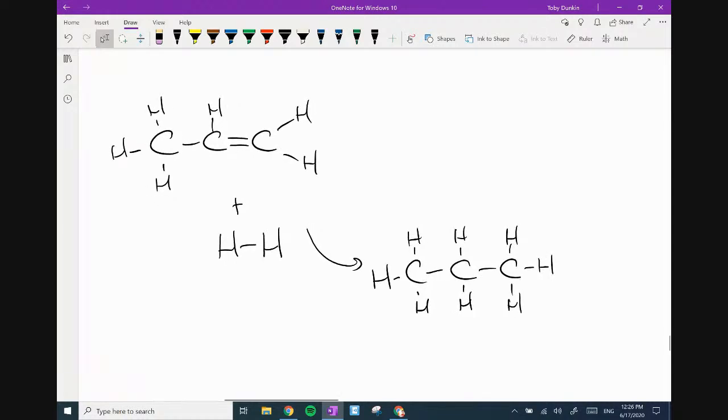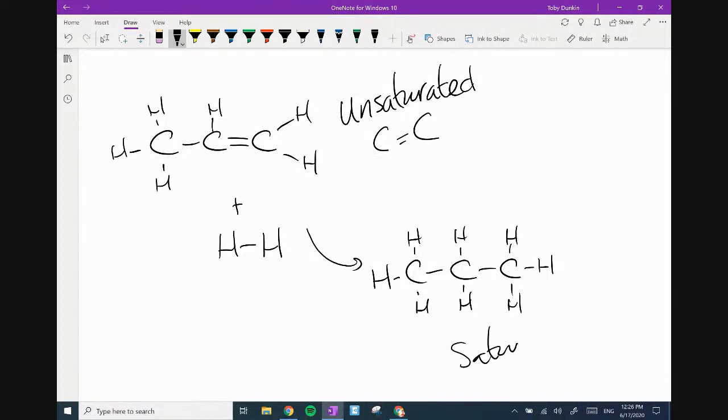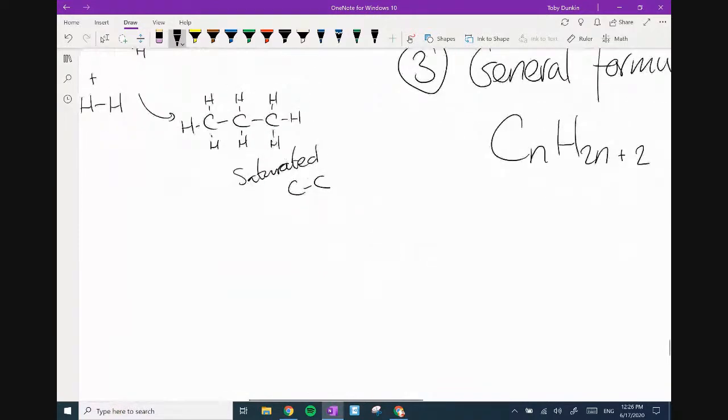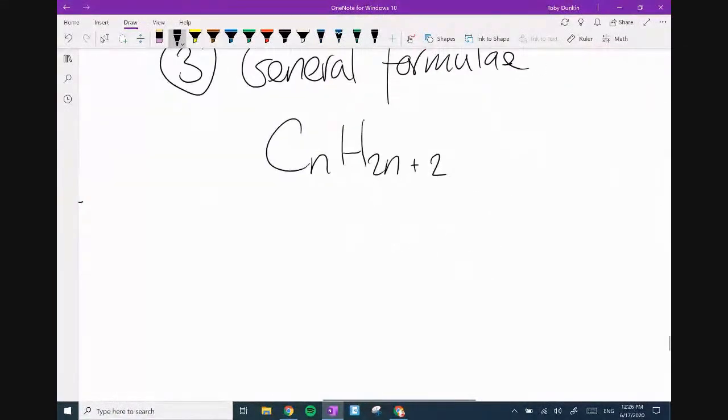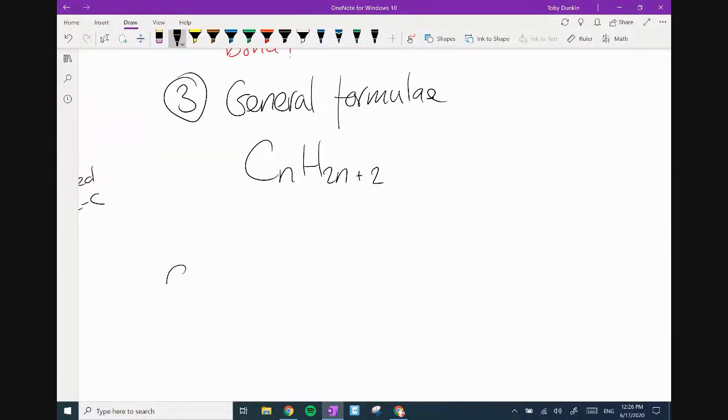So this one here is unsaturated because you can add more. You actually say it's because it contains a carbon-carbon double bond. Whereas this is now saturated because you can't add any more. It contains all single bonds, contains no carbon-carbon double bonds. Stupid definition.